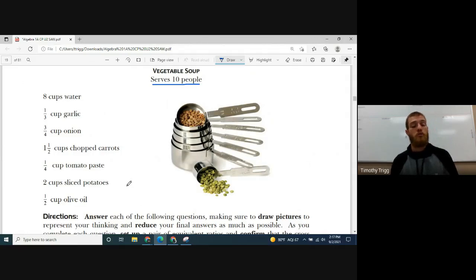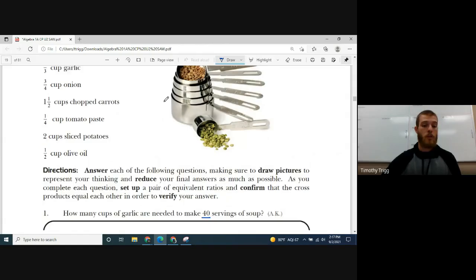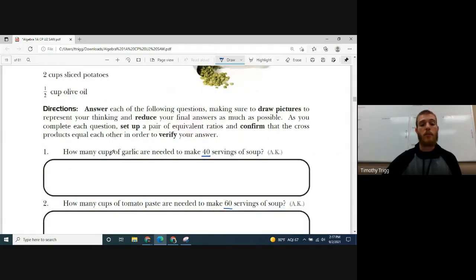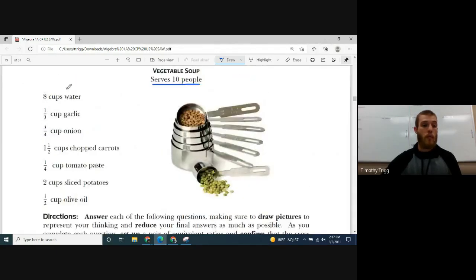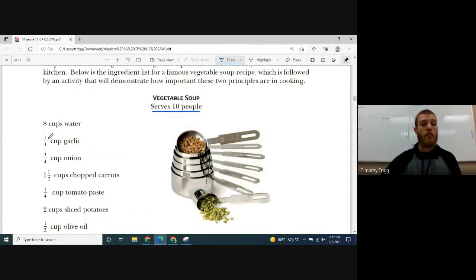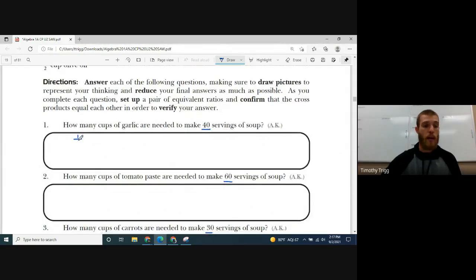Well, we could use a proportion. We know this recipe serves 10 people. It says how many cups of garlic are needed to make 40 servings of soup. When we look at the garlic, it takes 1/3 of a cup of garlic for 10 servings. So we say 1/3 of a cup is for 10 servings. But I don't want 10 servings, I want 40 servings, so that's going to go down here, 40. Notice this is the garlic over servings. Here we should have the garlic over servings as well. So I don't know how much that is.